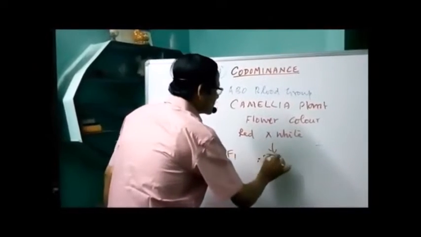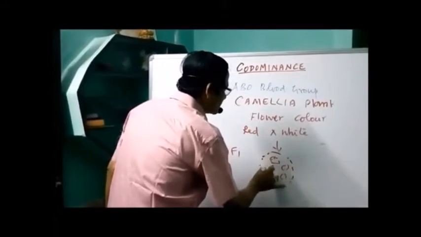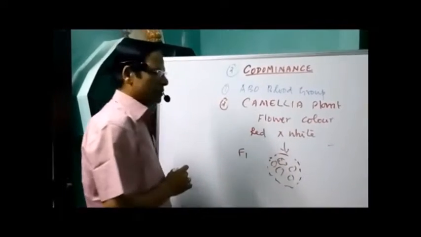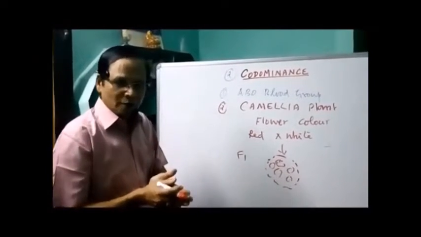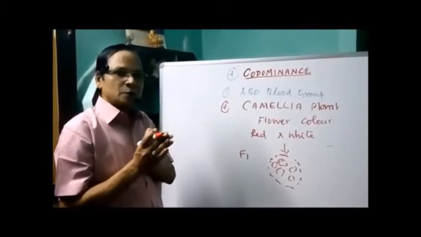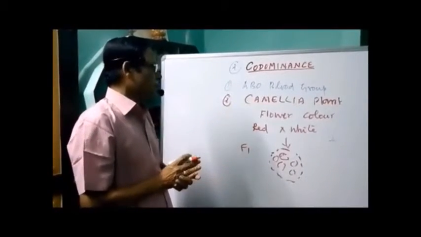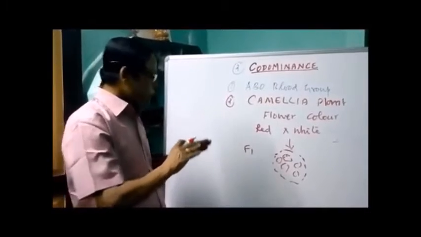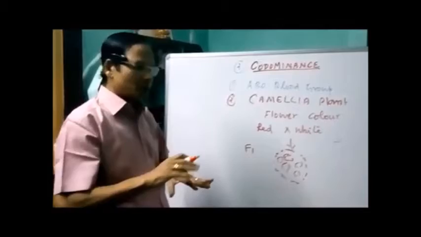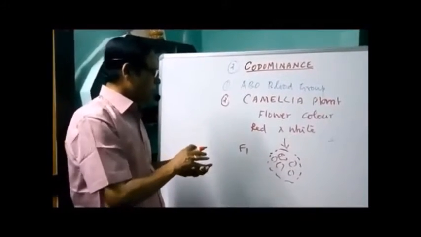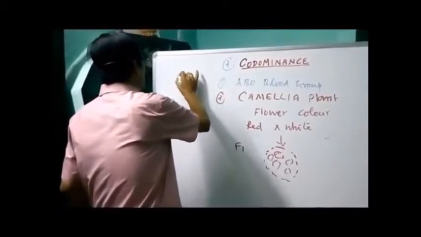The flower has both white and red petals. That is an indication that both the alleles are present together in the heterozygote, expressing equally. In the Camellia plant, the flower colors red and white show no intermediate color formation. The red petals and white petals are present scattered, grouped together to form the corolla of the plant. Another example is also given in the book.